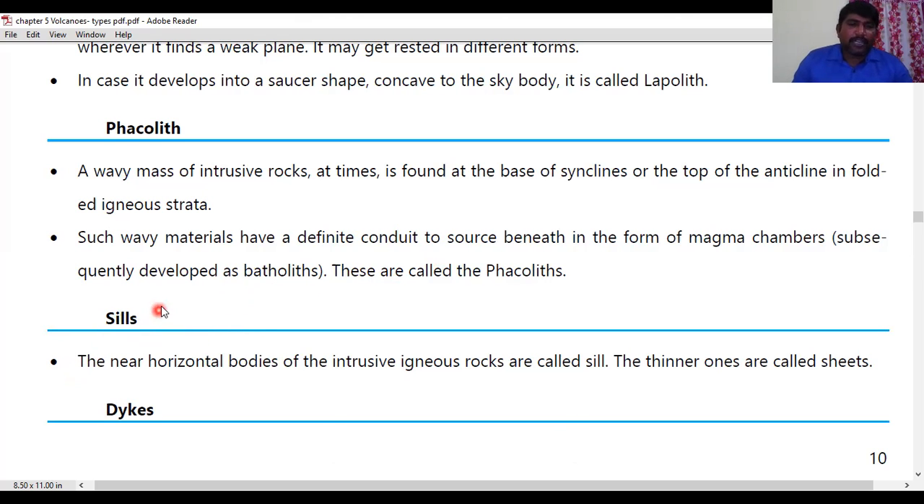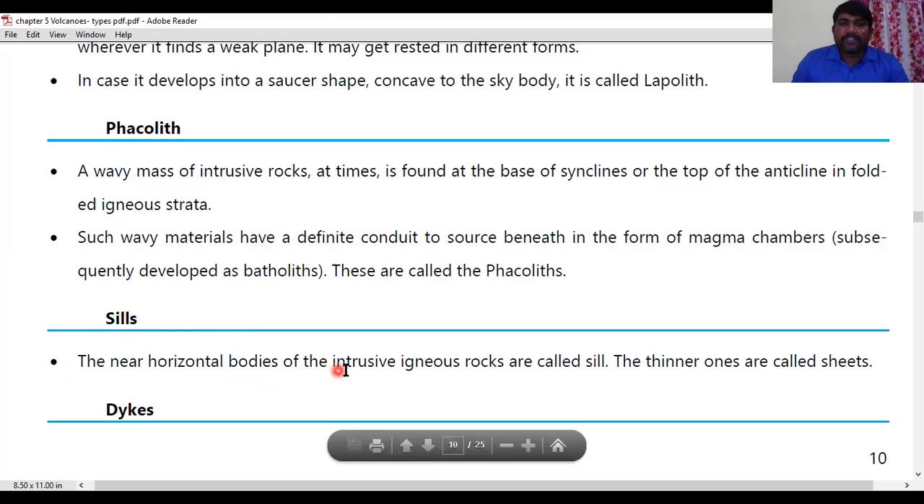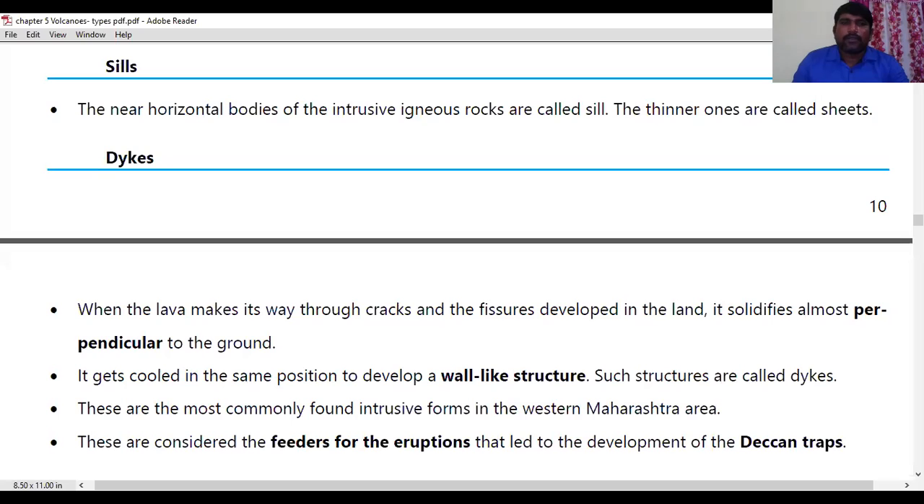Another intrusive volcanic landform is the sill. The near-horizontal bodies of intrusive igneous rocks are called sills. The thinner ones are called sheets, found just below the surface of the earth.